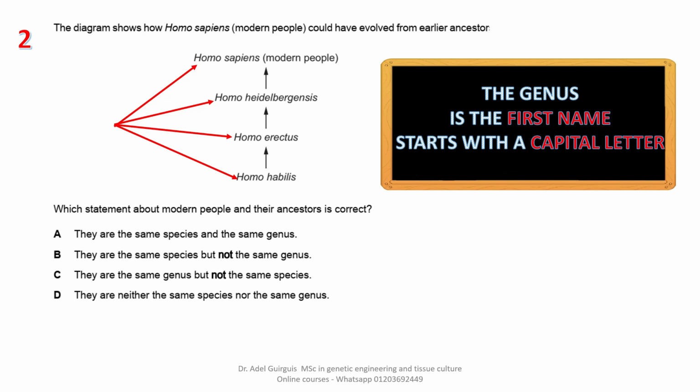They are the same species, wrong. They are the same genus, yes, but not the same species. They belong to different species. Sapiens, heidelbergensis, erectus, habilis. The name of the species is the second name and starts with a small letter. So the answer is C.